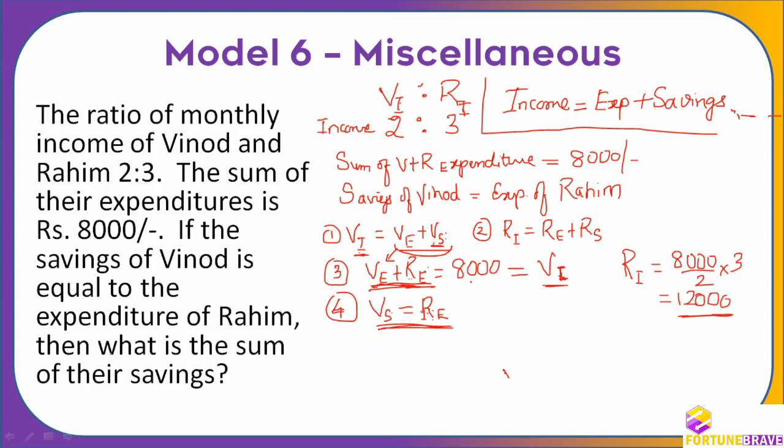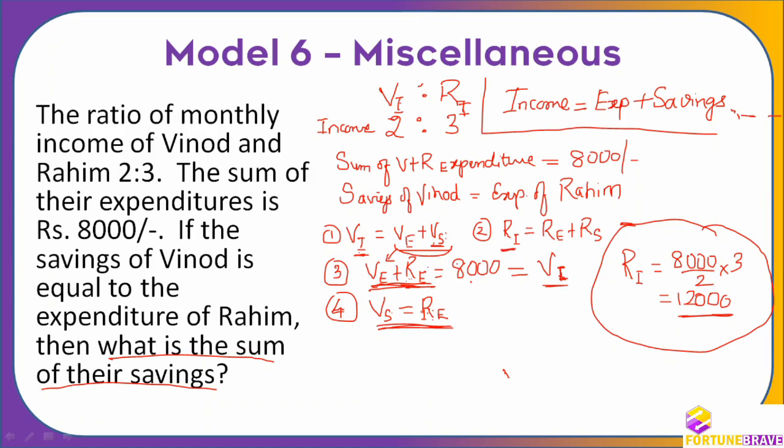If the savings, okay, then what is the sum of their savings? Sum of their savings. Now try to understand, my dear friend. We need not do this as well if you really understand this. I just wanted to show you how we can find everything else as well. So now, what is the sum of their savings? If the expenditure is equal to Vinod's income, then the savings should be equal to Rahim's income. Yes or no?